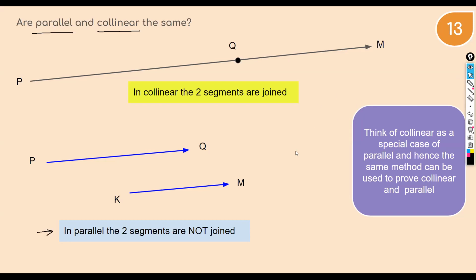So I needed to take down everything on the screen here because it's so easy to mix up collinear and parallel. And because collinear and parallel are so similar, you could use the same method to prove two vectors are collinear or parallel. Right?